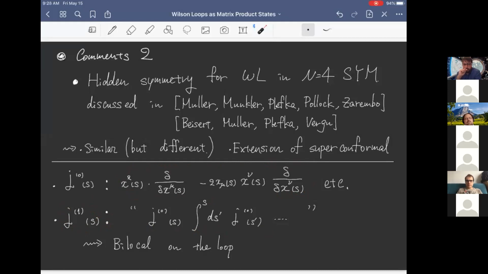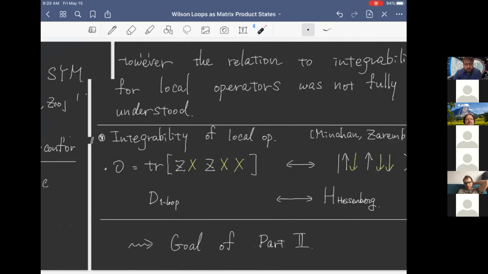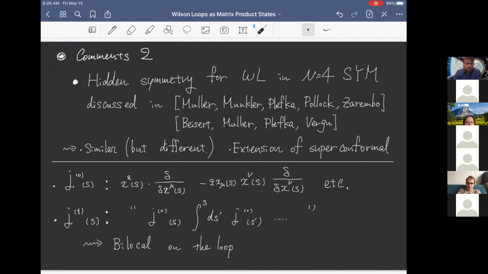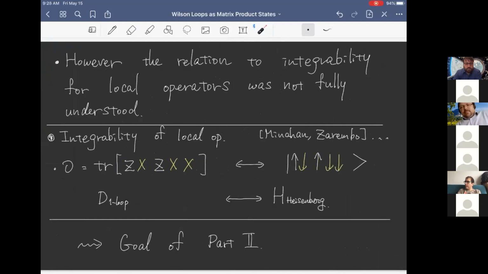So the symmetry of the Wilson loop, which is more relevant to the rest of my talk, is actually this one. That's why I said in the beginning that the work by Polyakov is not directly relevant to my talk, but anyway, I thought it's kind of nice to review that. All right, but I should emphasize that this nice hidden symmetry, the relation to the usual integrability of local operators, was not fully understood.